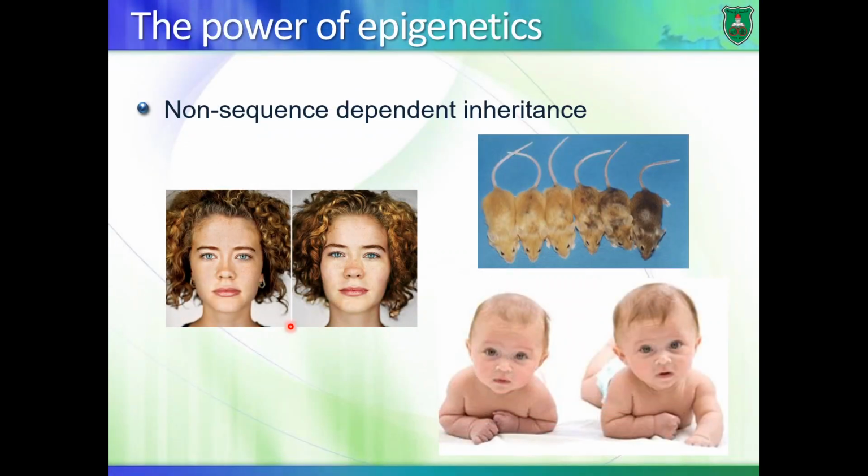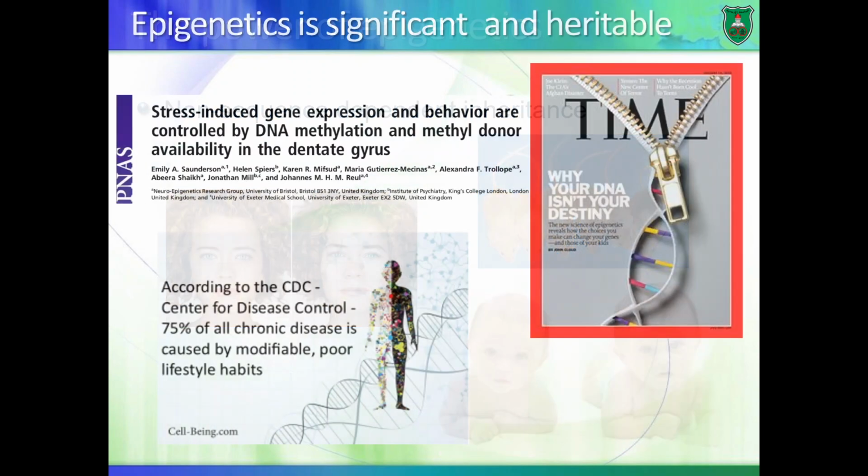Well, look at these, for example. These are twins again. Yet you look at them and you can tell the difference between the two. And these differences are due to epigenome rather than changes in the sequence of DNA. Look at these mice. They have the same exact DNA, but their epigenome is different. And that's why they have different skin color. Okay. So the idea here is that epigenetics is really significant and it is heritable as well.